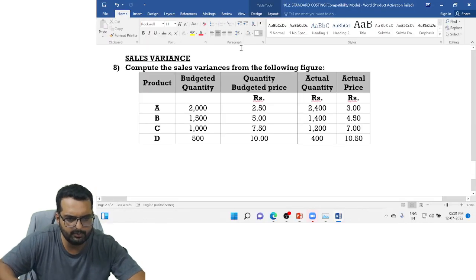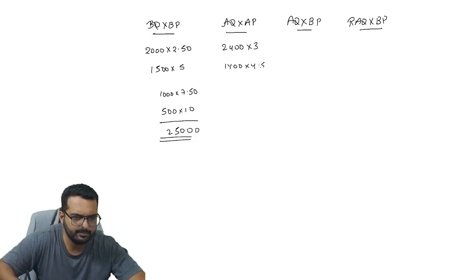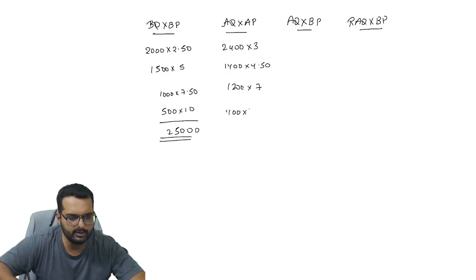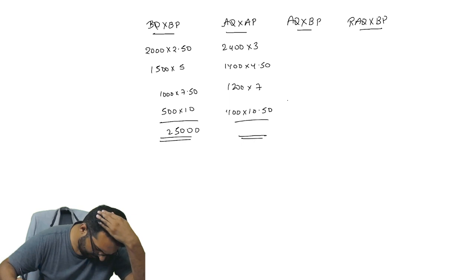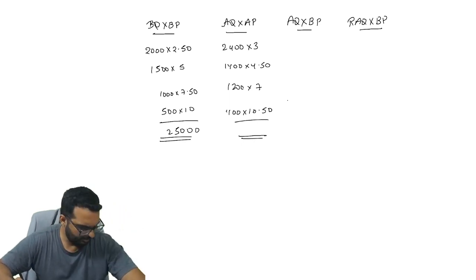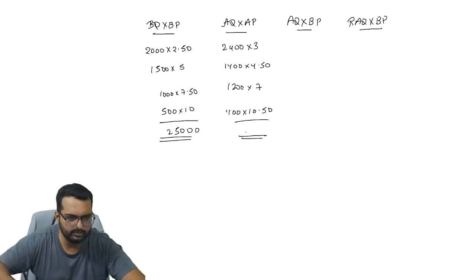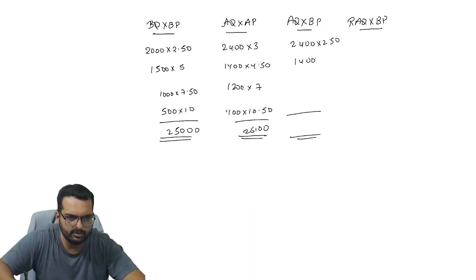Same way, AQ into AP will be 2,400 into 3. Then it is 1,400 into 4.5. Then it is 1,200 into 7. And the last one is 400 into 10.5. What is the total that you get over here? How much is the total? 26,100, is it? Okay, so here it will be 2,400 into 2.5, 1,400 into 5, 1,200 into 7.5, and 400 into 10. So what's the total you get for this one?